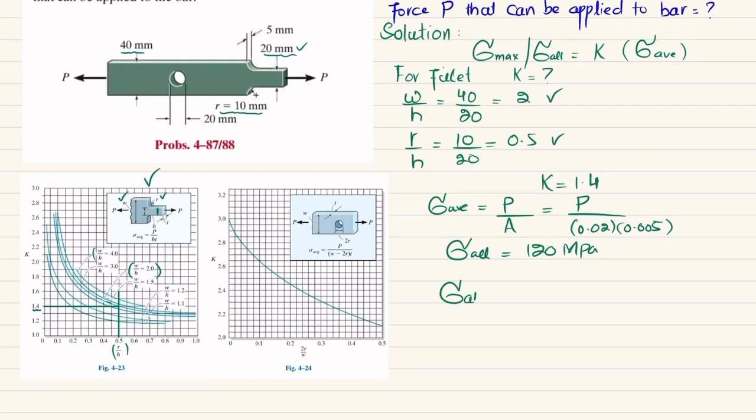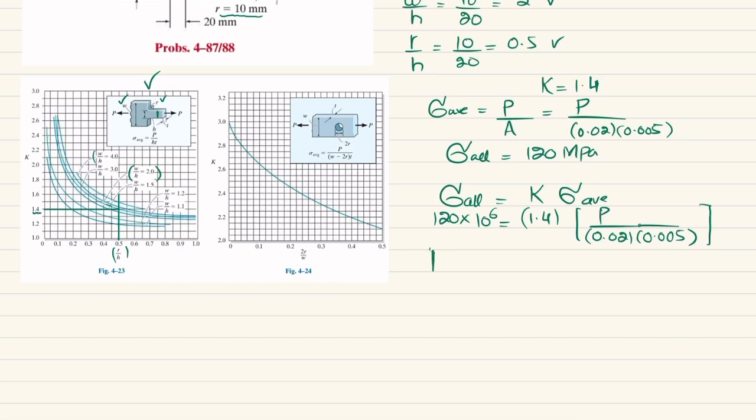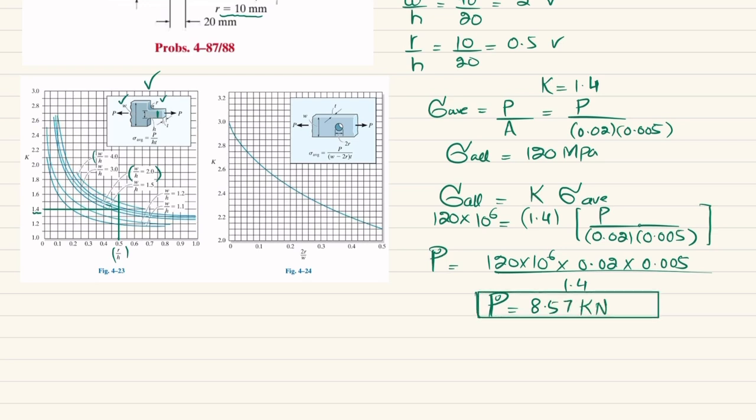So put it: allowable stress is equal to K into average stress. So 120 into 10 to the power 6 Pascal will be equal to 1.4 multiplied by average stress, which is P divided by 0.02 into 0.005. Clear? As we are interested to find out P, P will be equal to 120 into 10 to the power 6 multiplied by 0.02 multiplied by 0.005 divided by 1.4. When you calculate it, you will get P equal to 8.57 kilonewton. Now this load P is due to this fillet.